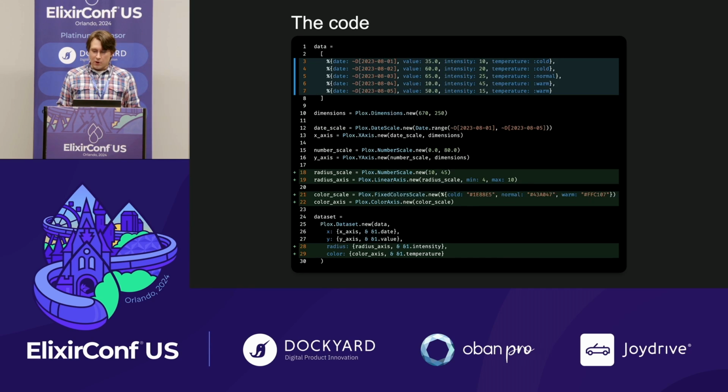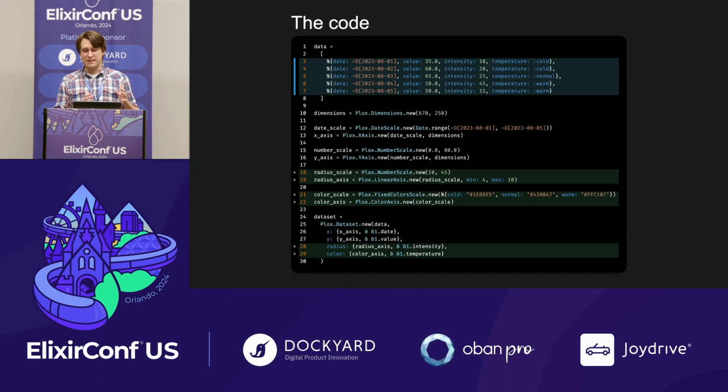At the top, you can see our new raw data with the extra fields added. We've got a new intensity number, and I've added a temperature, which is one of a possible set of atom values: cold, normal, warm. Down lower, we define a radius scale and axis to convert our intensity numbers to some reasonable radius. In this case, we're just converting an intensity between 10 and 45 to be a radius between 4 and 10.